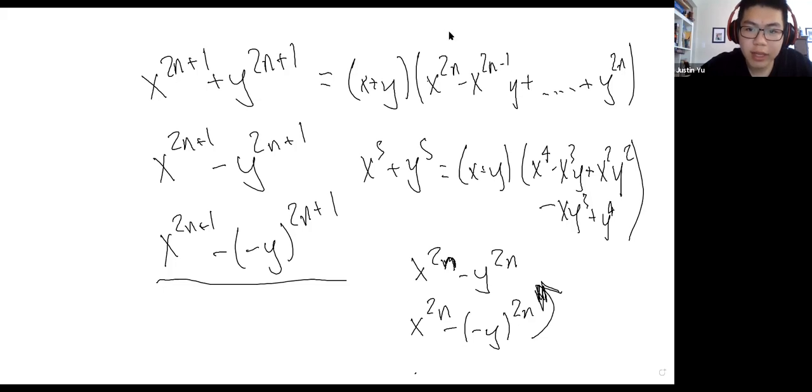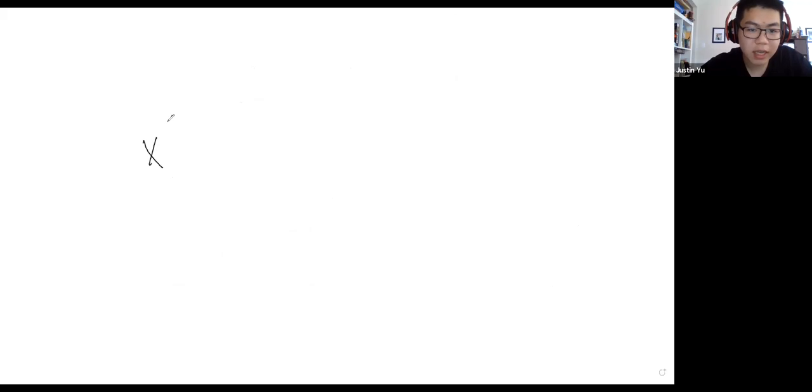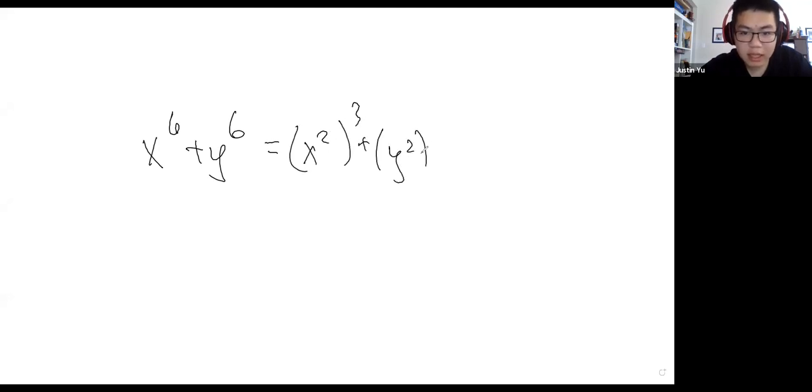Another note, we can do clever things. We can do something like x to the 6th plus y to the 6th. These are both even, but we can write them like this. And now you see that this is a sum of cubes, hopefully. Little tricks like that are going to be what gets the problem solved.